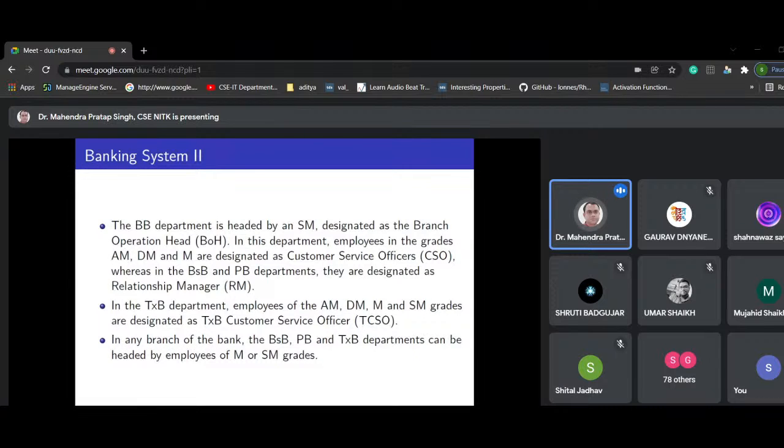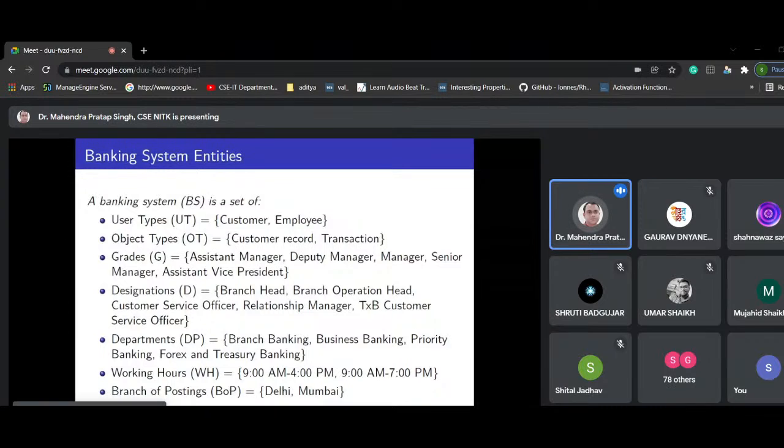So what we have is a department. Each department can be headed by an M or SM grade employee. Fine. And in every department, you may find the employees of AM, DM, M, SM grade designated as customer service officer, as TXP customer service officer, or as relationship manager. So this is the rough idea of a branch structure of a bank.